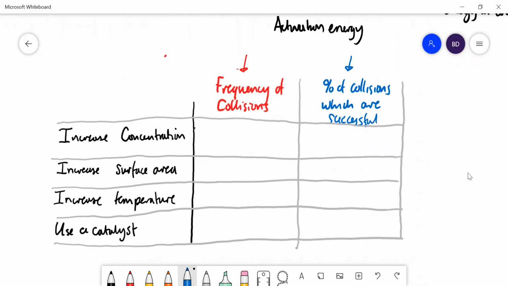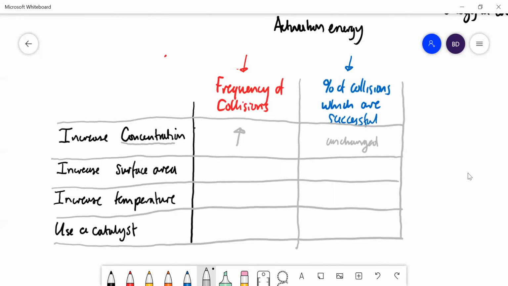Right, so first of all, let's think about increasing concentration. If you increase the concentration, you will just increase the frequency of collisions. You don't increase the speed of the molecules or the kinetic energy of the molecules, but there's more of them in a smaller volume, so they're more likely to collide. But the percentage of the collisions which are successful is unchanged. It will be the same. If you increase the concentration, you haven't changed the energy of the particles, so it's the same proportion of collisions which are going to be successful, but the rate of reaction will increase because you've got more collisions overall.